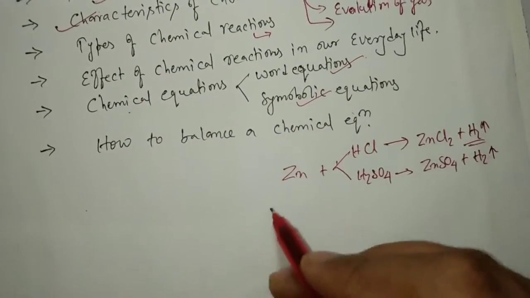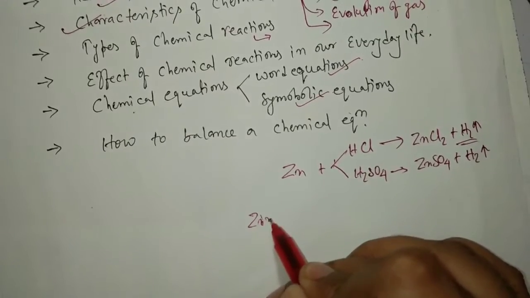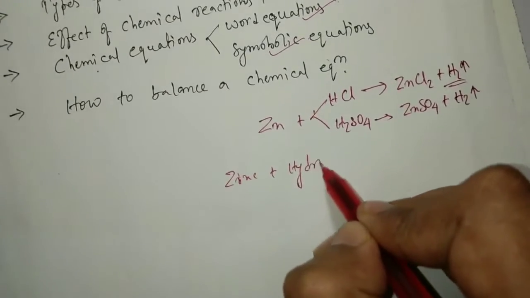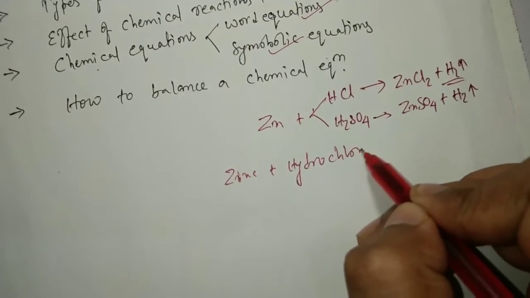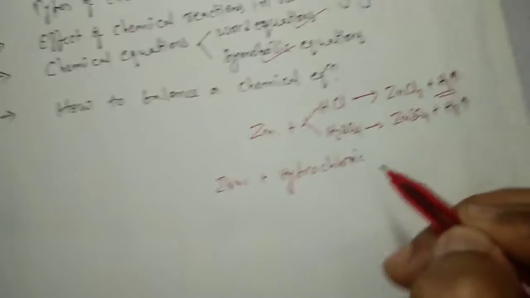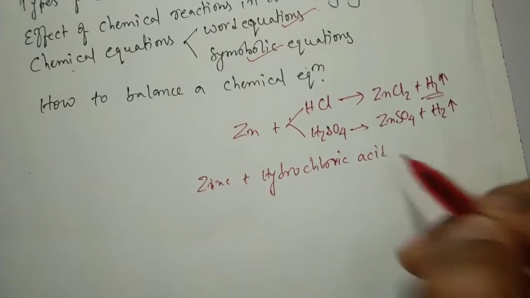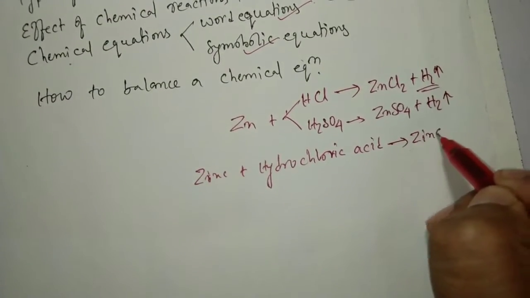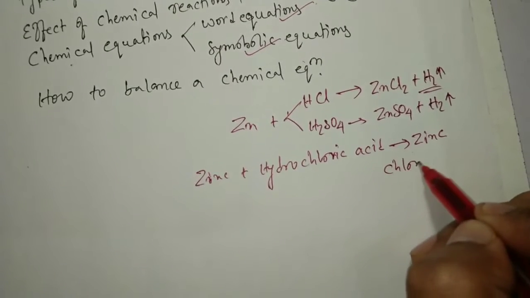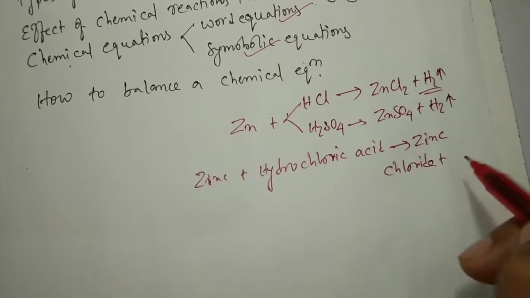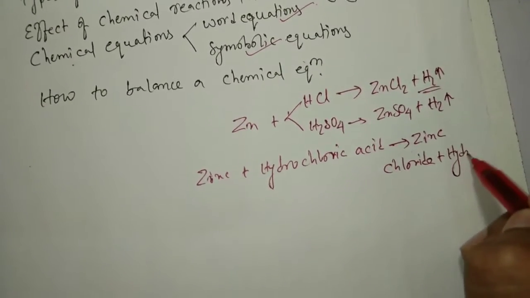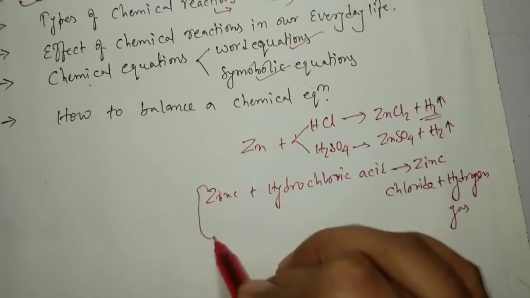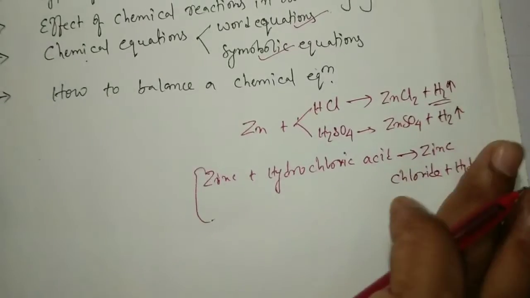Suppose I write zinc plus hydrochloric acid, they form zinc chloride and liberate hydrogen gas. This is a word equation.